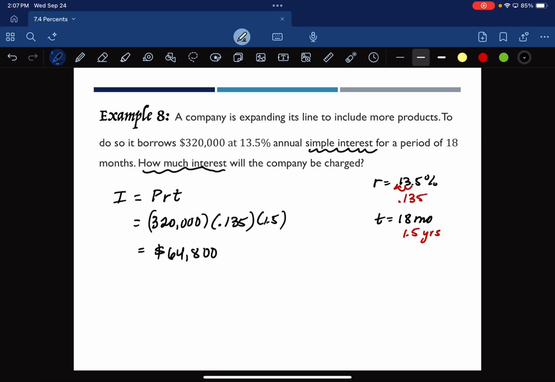$64,800. Okay, do we agree with Aubrey? Yeah? Me too. $64,800 in interest for doing this.